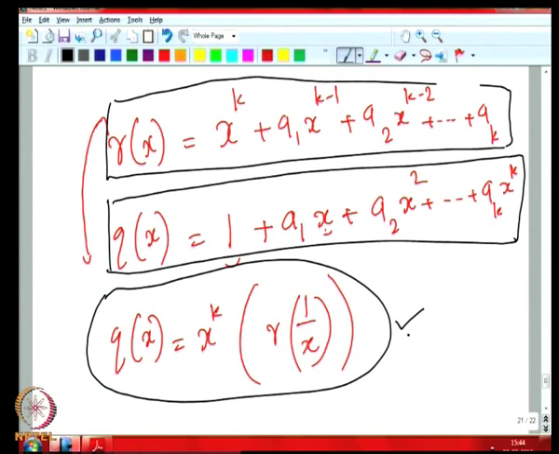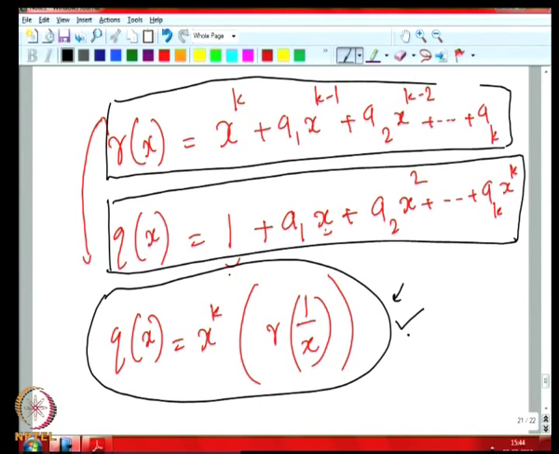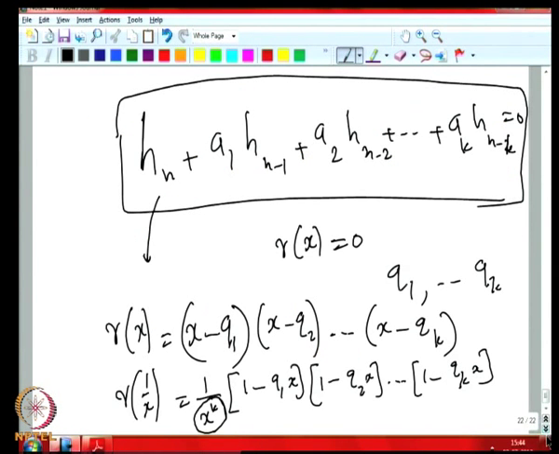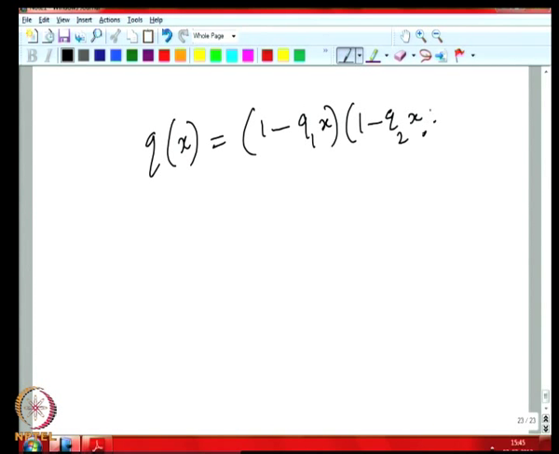Now here we can substitute x raised to k into 1 by r of x. When we substitute this formula, the x raised to k and x raised to k will cancel, and we just get q of x equal to 1 minus q1 x into 1 minus q2 x into 1 minus qk x. So it is not surprising at all that these are actually the roots of the characteristic equation.